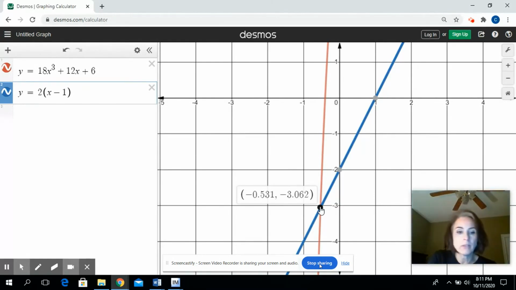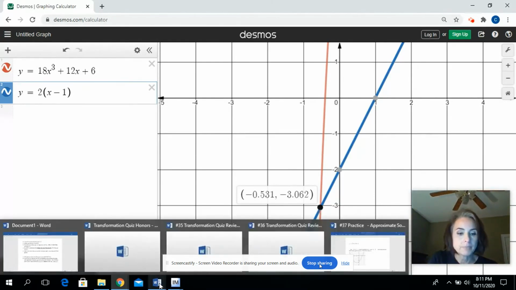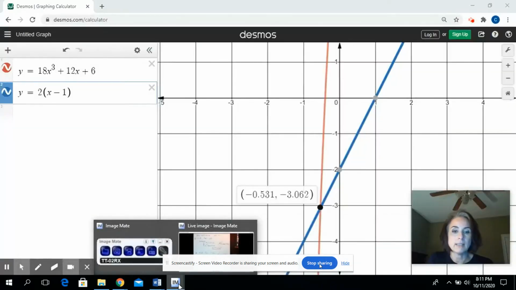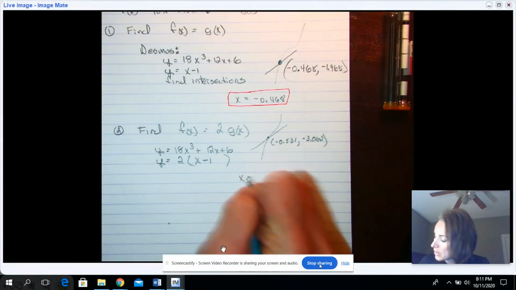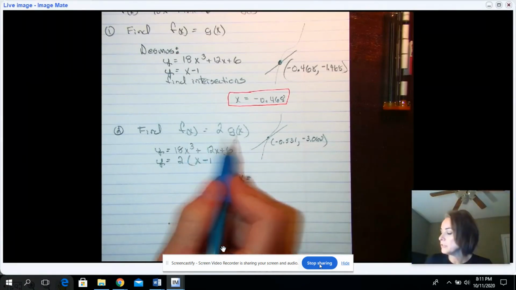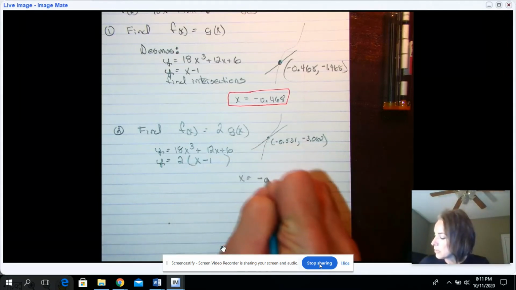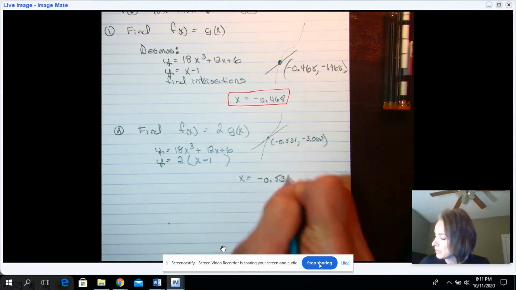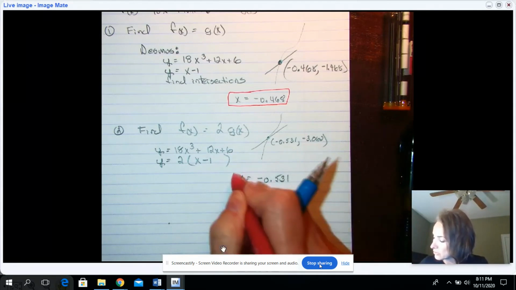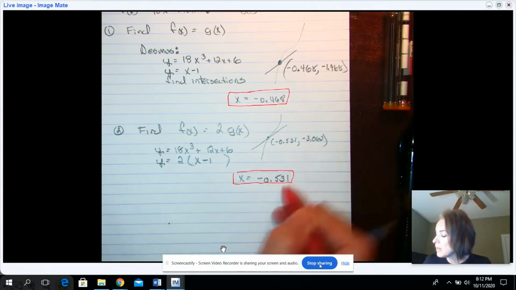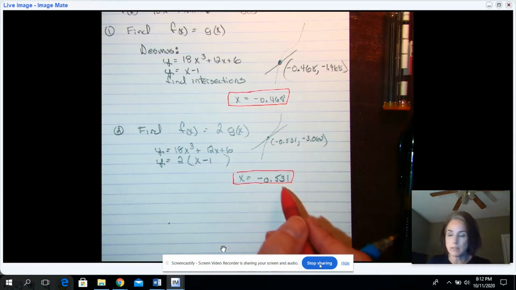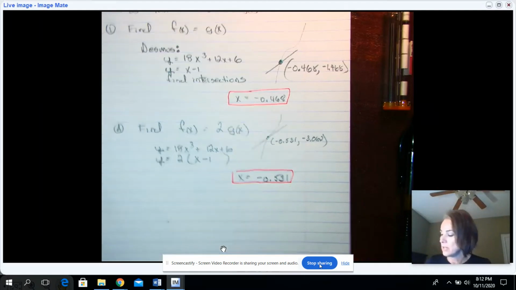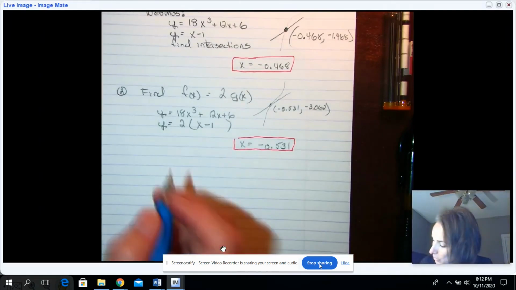So that's the point of intersection. However, we only need the x value. So here, where does f of x equal 2 of g of x? At negative 0.531. So that is your solution. It goes out to the tenths, hundredths, thousandths place, so just go out to the thousandths place. That's fine. Desmos will round to the thousandths place, so you can just have your answer go to the thousandths place. So let's try one more.